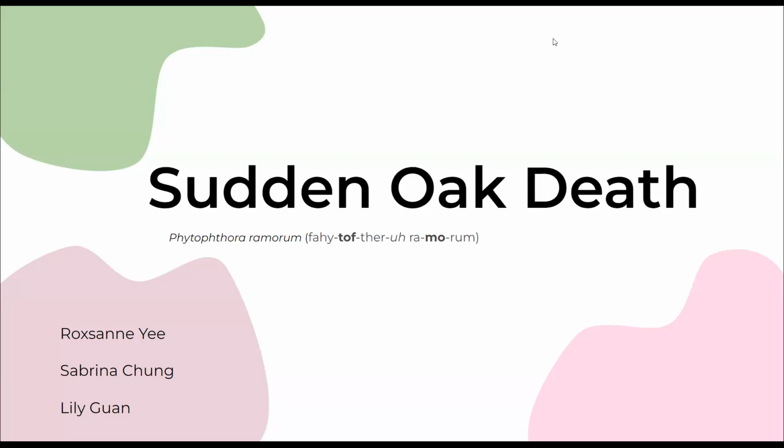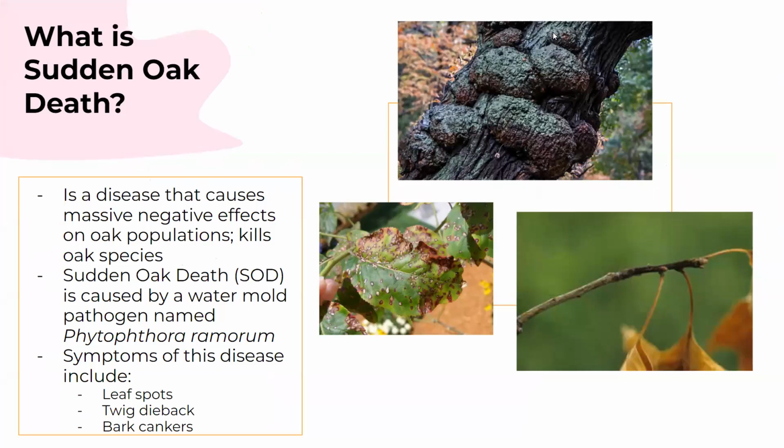PLB112. Our topic today that we'll be presenting is sudden oak death. As the name suggests, it's a disease that negatively affects oak populations in California and Oregon forests. Ultimately, it can kill these trees. The pathogen behind this is called Phytophthora ramorum. It is a water mold pathogen that causes symptoms such as leaf spots, twig dieback, and bark cankers.